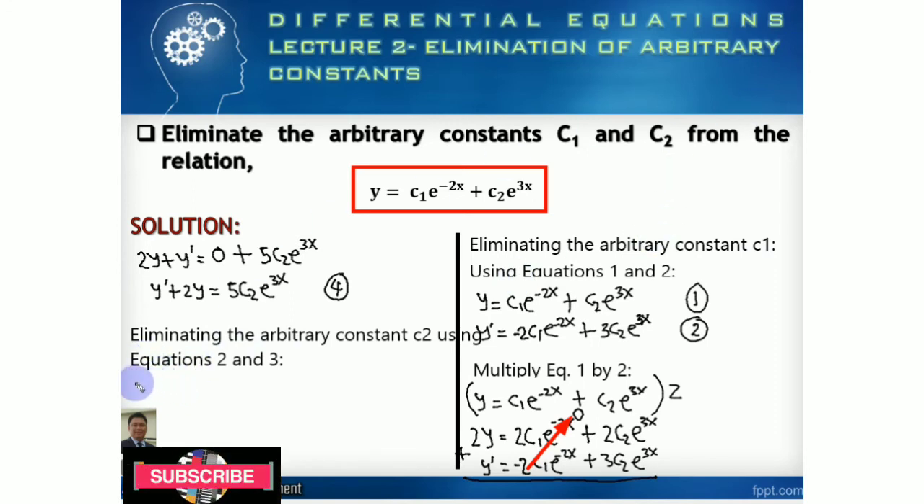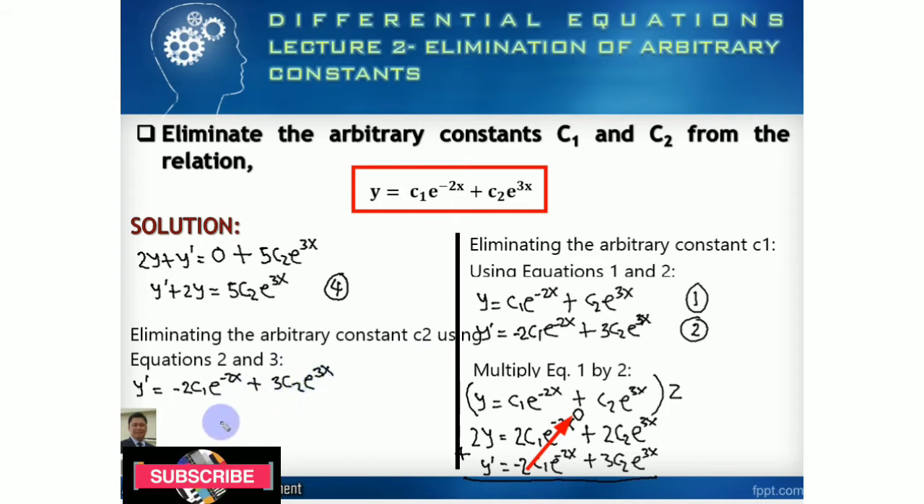So this is our equation 2. Y prime is equal now to negative 2 C1 times e to the power of negative 2x plus 3 C2 times e raised to the power of 3x. So this is now our equation 2.